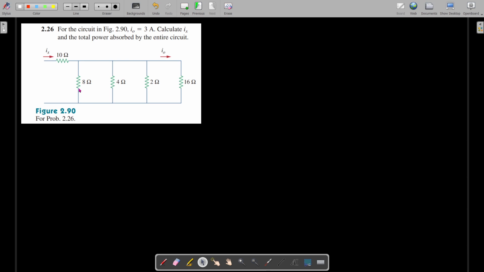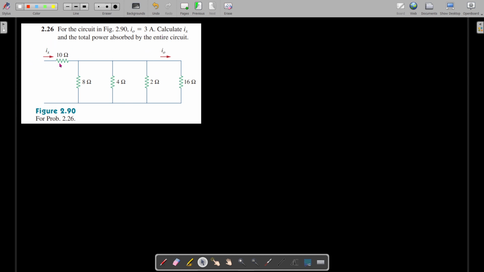Hello everybody, this is problem number 2.26 from Fundamentals of Electric Circuits by Alexander and Sadiku, 5th edition. In this electrical network, we are asked to calculate Ix and the total power absorbed by the entire circuit. And this I naught current is given here as 3 amps. So using the given data, we need to calculate this Ix.